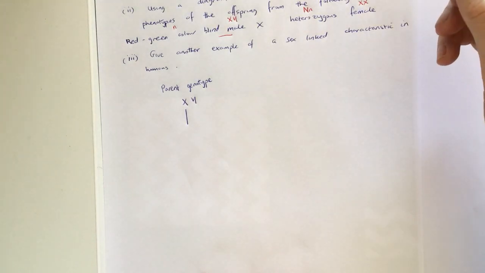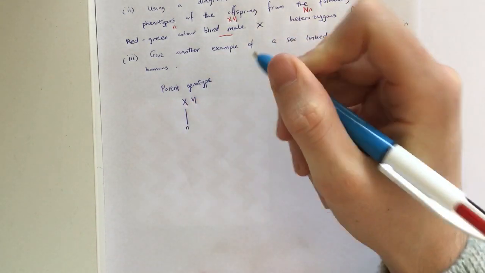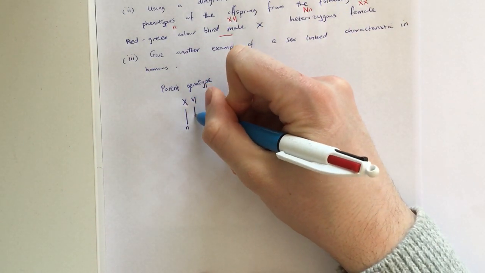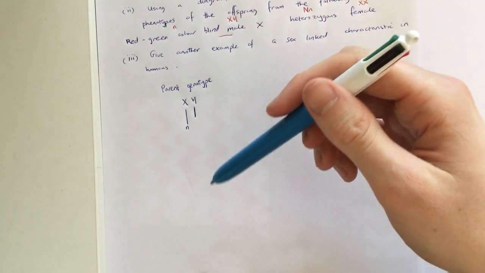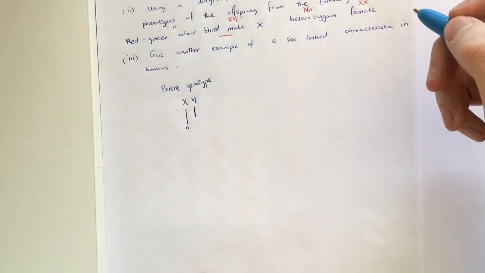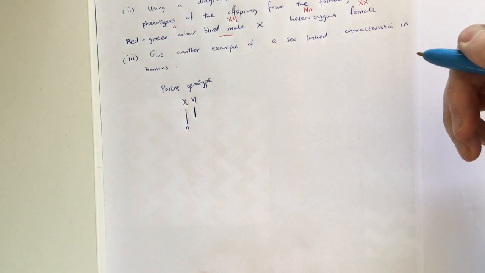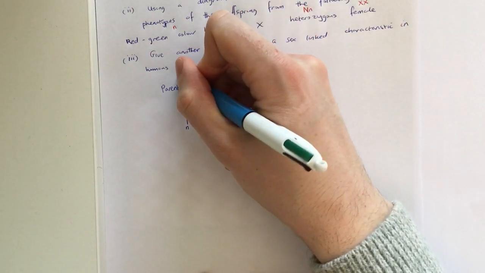We're told that it's a red-green color blind male. Therefore, we can put a small n on the X. Don't forget, we have a line coming down for the Y, because sex-linked genes are carried on the X chromosome only; the Y chromosome doesn't have any allele for vision. Okay, so that is the male.